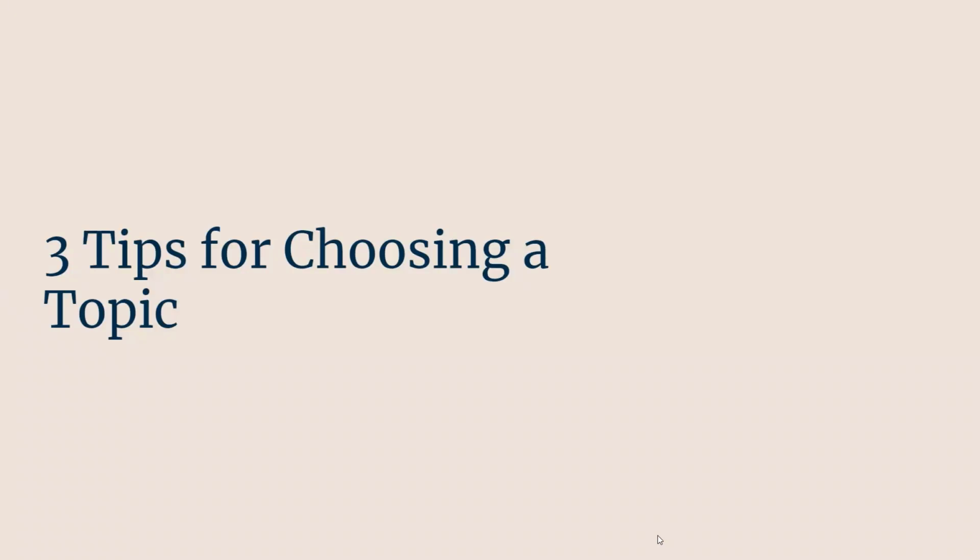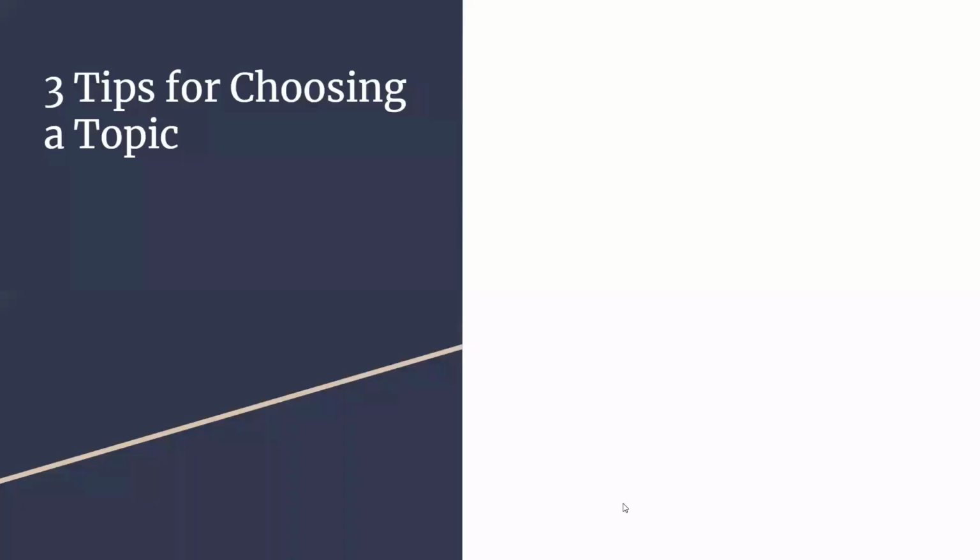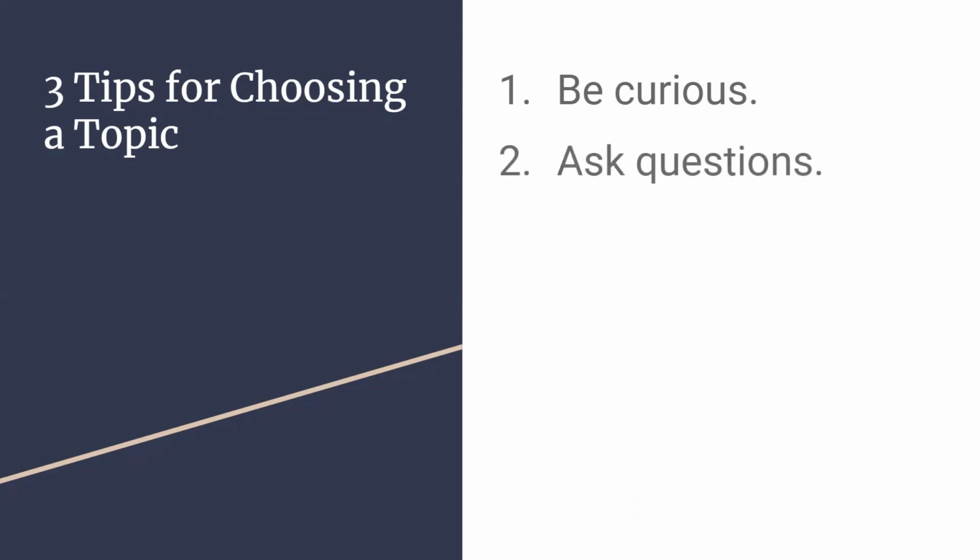So here are 3 tips for choosing a topic. First, be curious. Just keep an open mind. You might have an opinion on something, but try not to get too settled into that opinion as you look for information. Second, ask questions. It goes along with being curious, but learning to ask questions will help you to narrow down which keywords to use, how to use them, and where to look for that information.